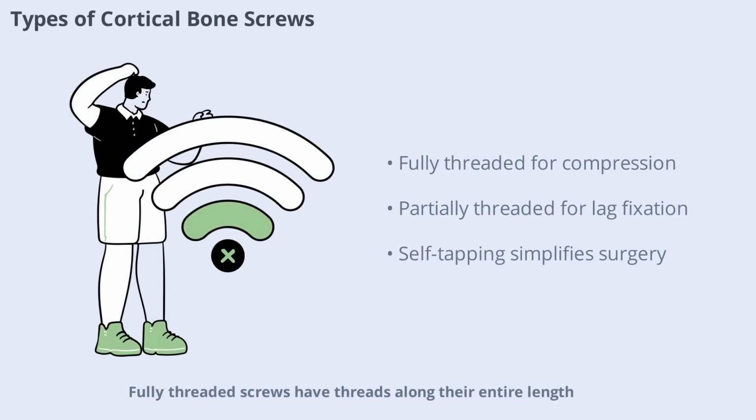Fully threaded screws have threads along their entire length, providing strong compression between the plate and bone. Partially threaded screws are used for lag screw fixation, compressing fracture fragments together. Self-tapping screws have cutting flutes at the tip, eliminating the need for pre-tapping and simplifying the surgical procedure. The choice of screw depends on the fracture type and the desired fixation.